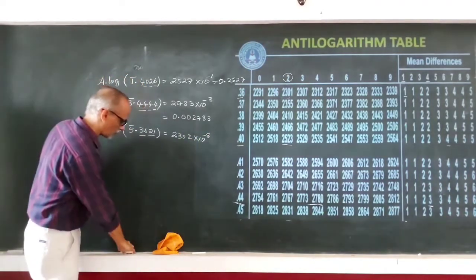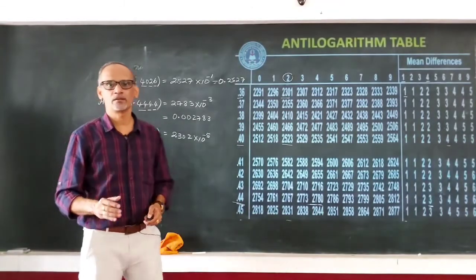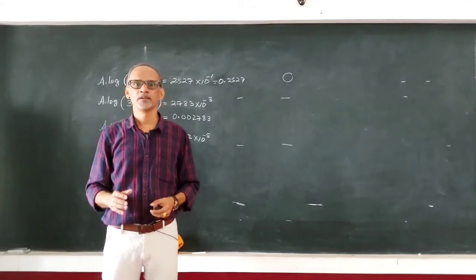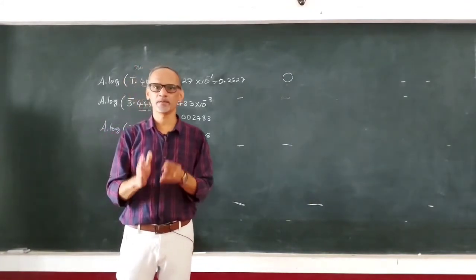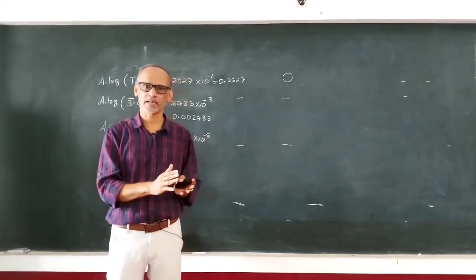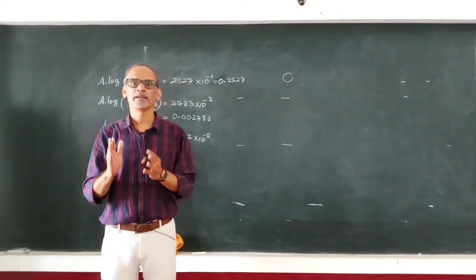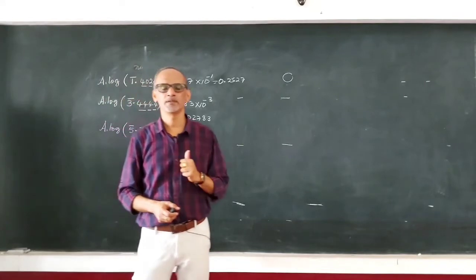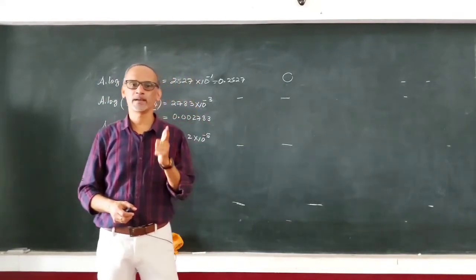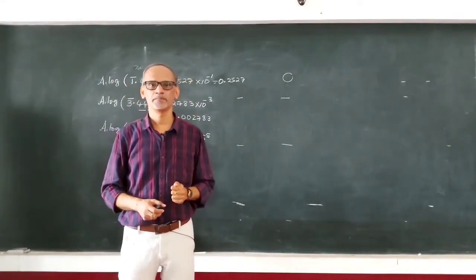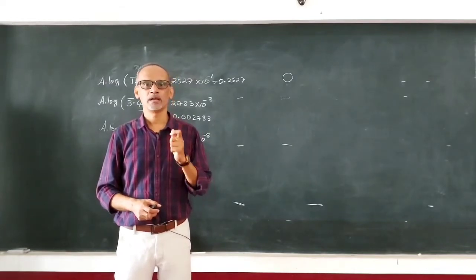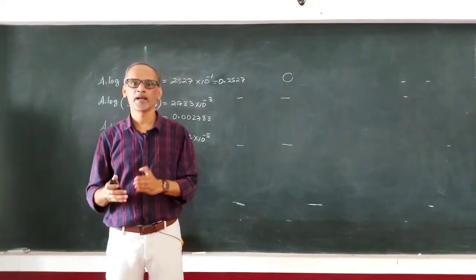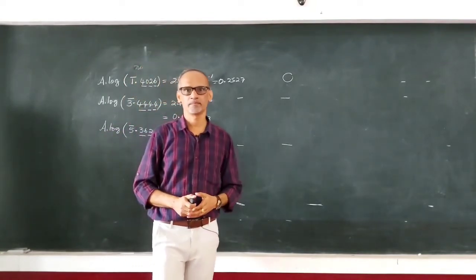So this is how one can find the antilog of two types of numbers. Which are the two types? One having a positive characteristic, the other having a negative characteristic. So you have learnt how to find the log of a number and the antilogarithm of a number. In my next session, I will tell you the application of logarithm and antilogarithm. Thank you.